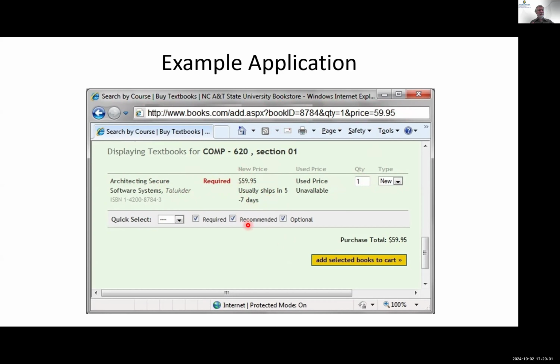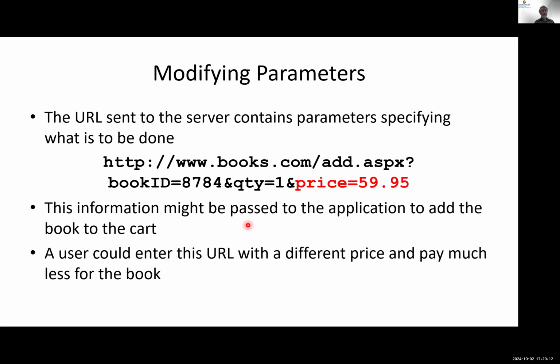Now, the problem is it's sending the price in a way that the user might be able to modify. Just because the browser sent it correctly doesn't mean it will get to the server in the same format. So again, the browser is going to send off to the server, run this program, give it the ID, quantity, and the price. A web proxy might change the price. And if it changes the price, you could get that book for really cheap. Instead of $59.95, change it down to $1.95 and get it a lot cheaper than everybody else did.